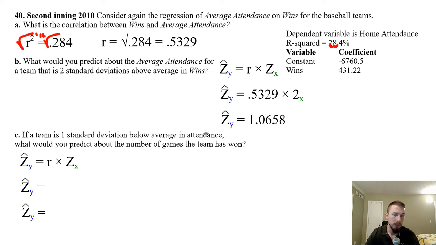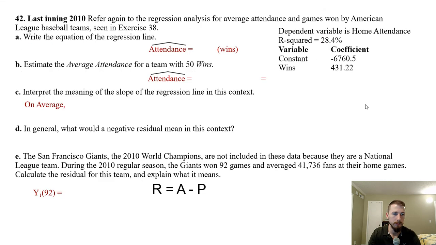If a team is 1 standard deviation below average in attendance, what would you predict for the number of games the team has won? So again, we're just going to do negative 1 because it's 1 standard deviation below to get a z-score of that value there.